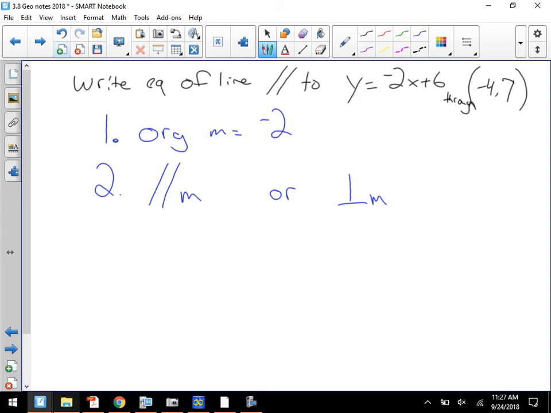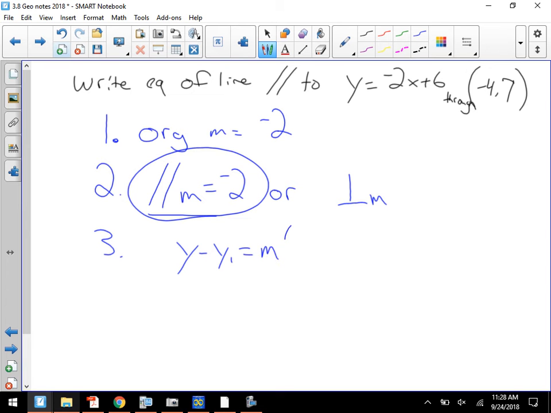So is this a parallel or perpendicular problem? Parallel. What's parallel? -2. There you go. So I fill it in. Okay. No problem. It's -2. I know I have to use that. And then lastly, I just use point slope. I mean, use point slope right off of that because I have a point and a slope. And I fill in the blanks.